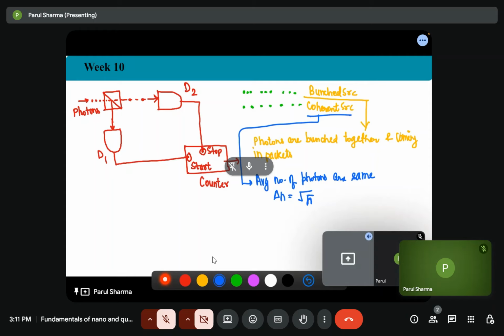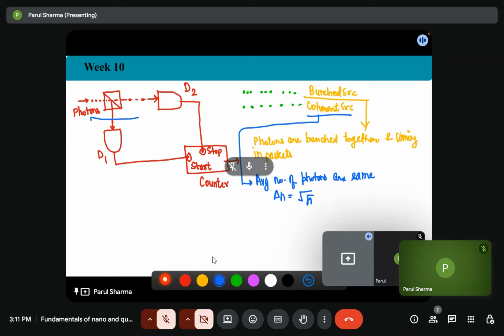So now, instead of the classical Michelson interferometer, we will consider some modification. So now the stream of photons will come onto the beam splitter, which is splitting the photons into two parts.